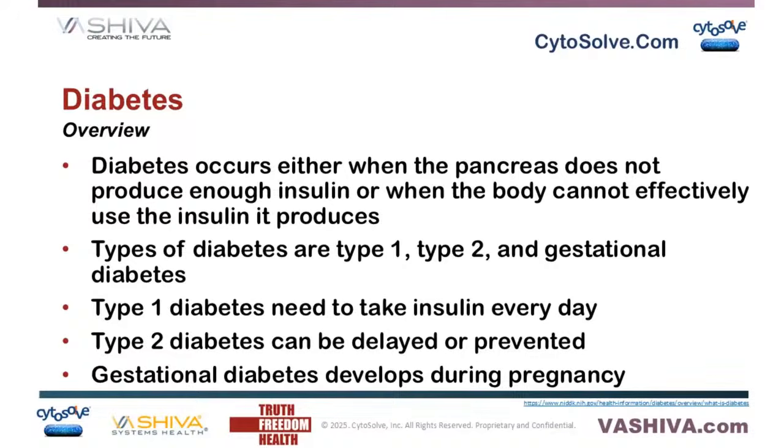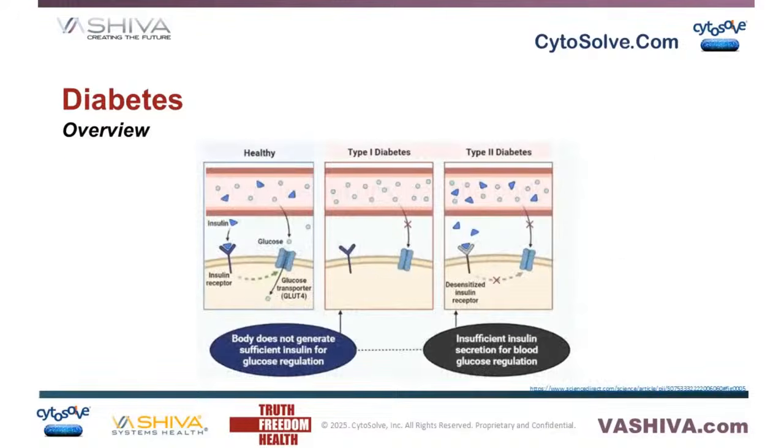So this image shows how glucose regulation differs in a healthy person versus someone with type 1 or type 2 diabetes. In the normal state, insulin allows glucose to enter the cells through transporters like GLUT4. In type 1 diabetes, insulin is absent, so glucose stays in the blood. In type 2, insulin is there, but the body resists its action. Both lead to high blood sugar, but for different reasons.